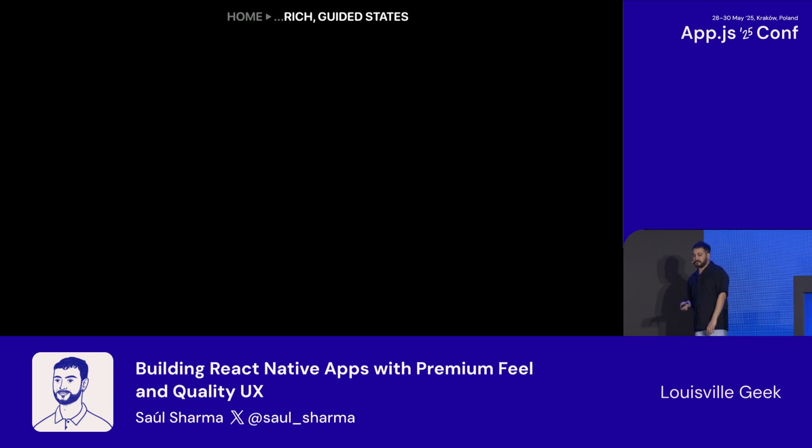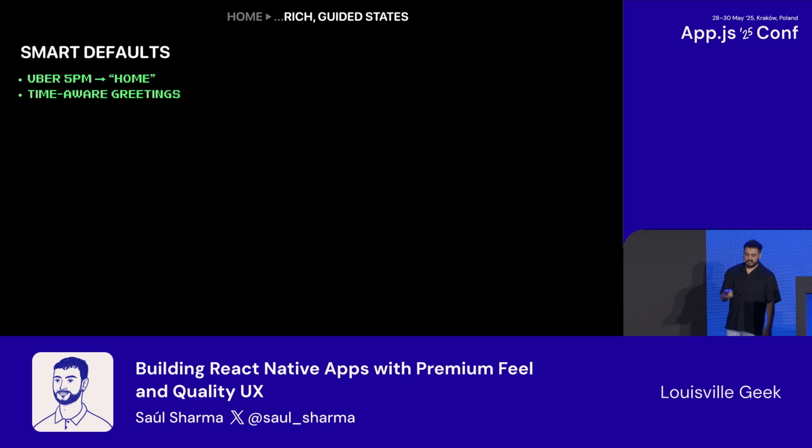Now let's talk about rich guided text states. Sorry, it's smart defaults. When you are at work, and it's 5 p.m., Uber doesn't use any crazy ML or AI stuff for that. They just know it's 5 p.m. They just know your address. So it's very easy for them to just put the go-to-home link, right? You have all this data. You should be heavily utilizing it.